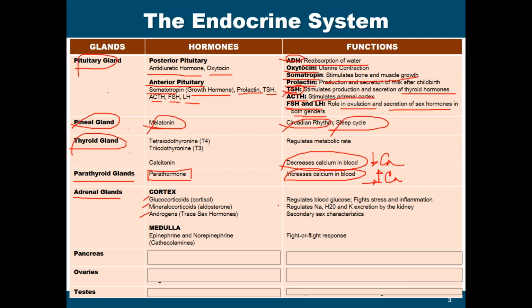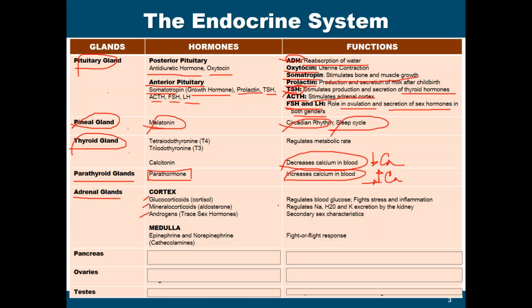So associated conditions related to the dysfunction of the adrenal gland will be a condition known as Addison's disease and Cushing syndrome. So Addison's disease is a disease characterized by the lack of all the hormones being produced by the adrenal cortex. And Cushing syndrome is a condition that is characterized by an increase in the production of the hormones found in the adrenal cortex.